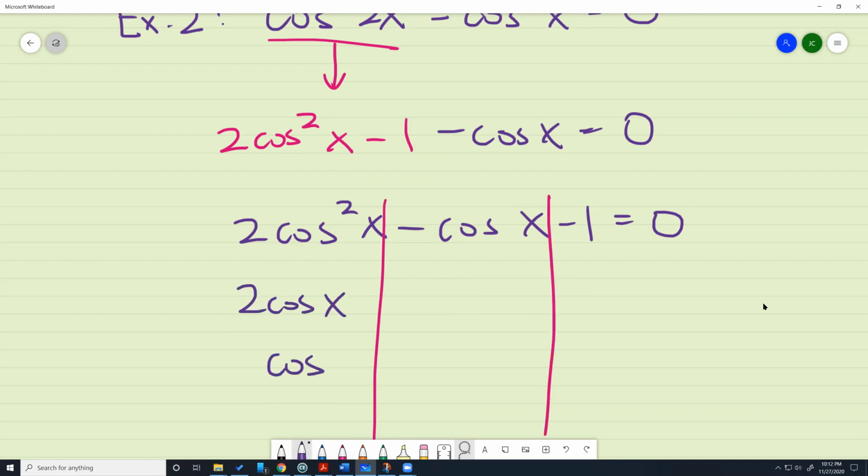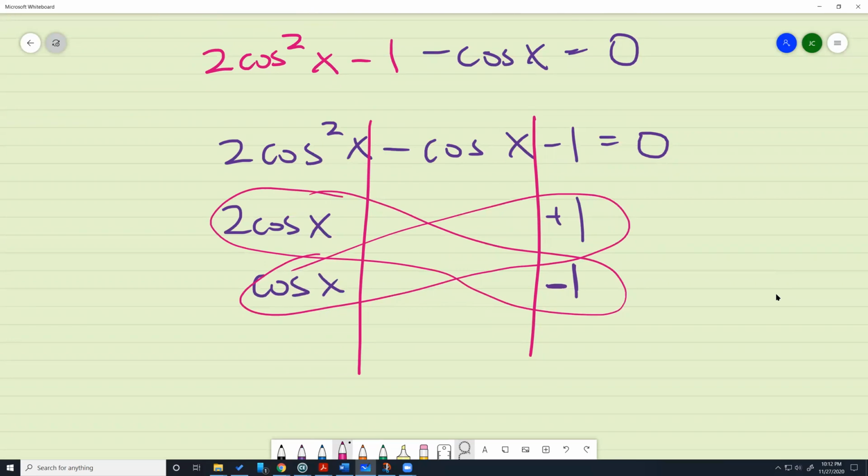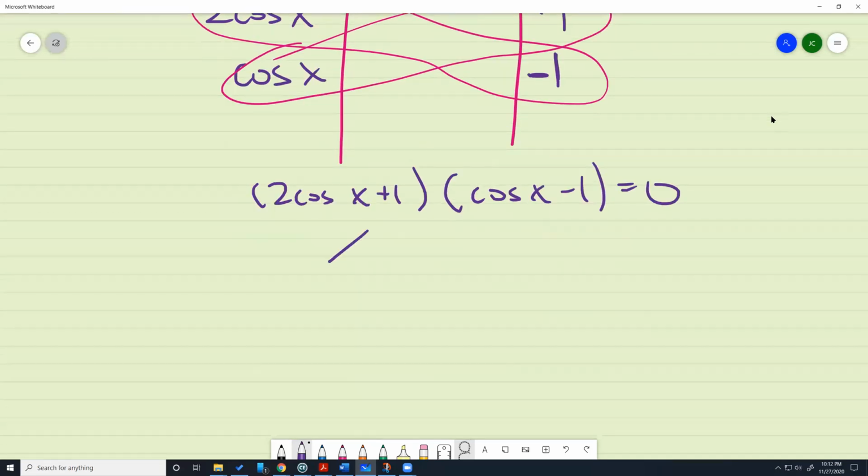On the left side, the 2 factors have to be this. On the right side, I want to make this guess: -1 down here, +1 up here. Then if I make my butterfly wings, my cross multiplication, I will get negative cosine x in the middle. Cross multiply and add. So my factors are going to be 2 cosine x plus 1 times cosine x minus 1 equals 0. Split this up.